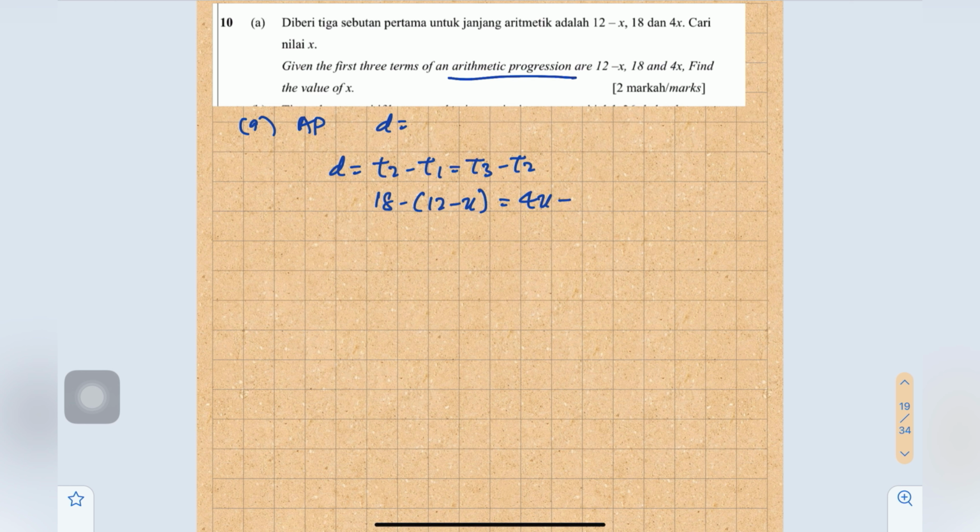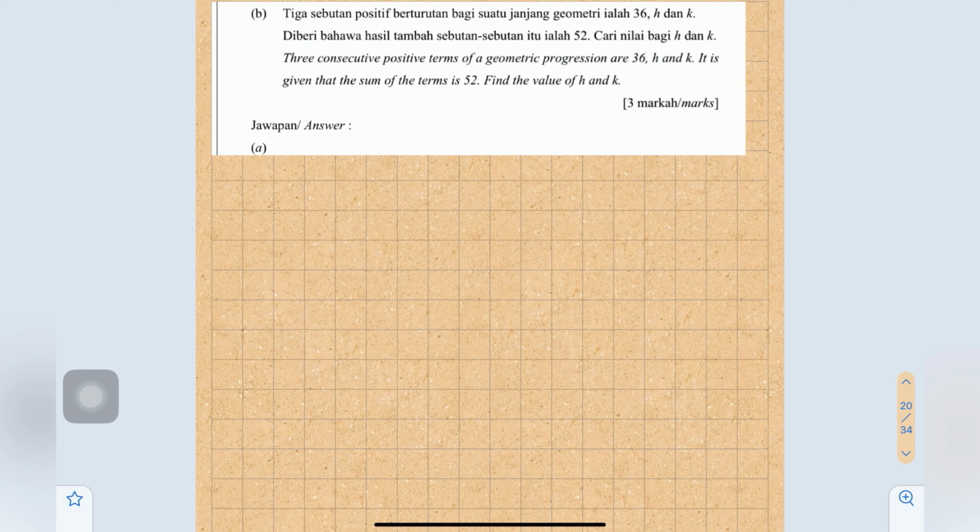Okay, for B, three consecutive positive terms of a geometric progression are 36, H and K. It is given that the sum of the terms is 52. Find the values of H and K. So now they want the values of H and K. We have two unknowns that we don't know, so as usual, to find the unknowns, we need to create equations so that we can use simultaneous equations.